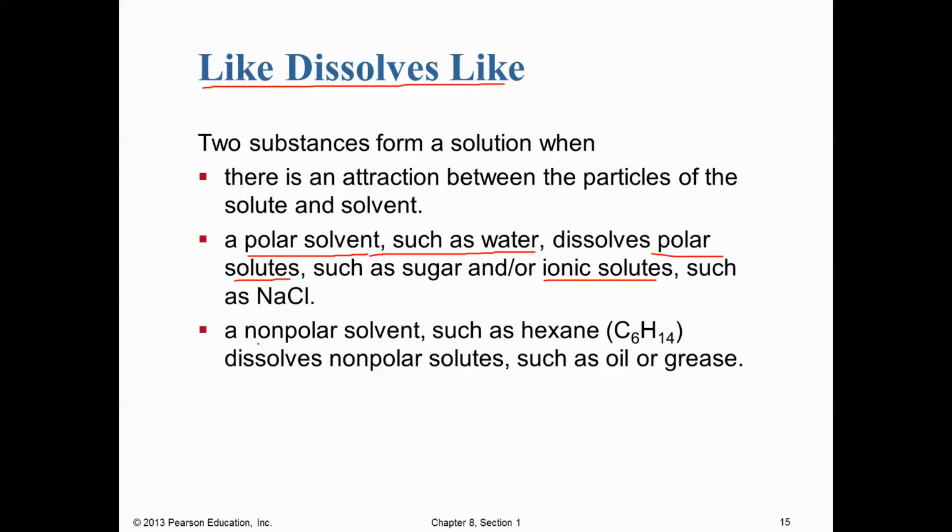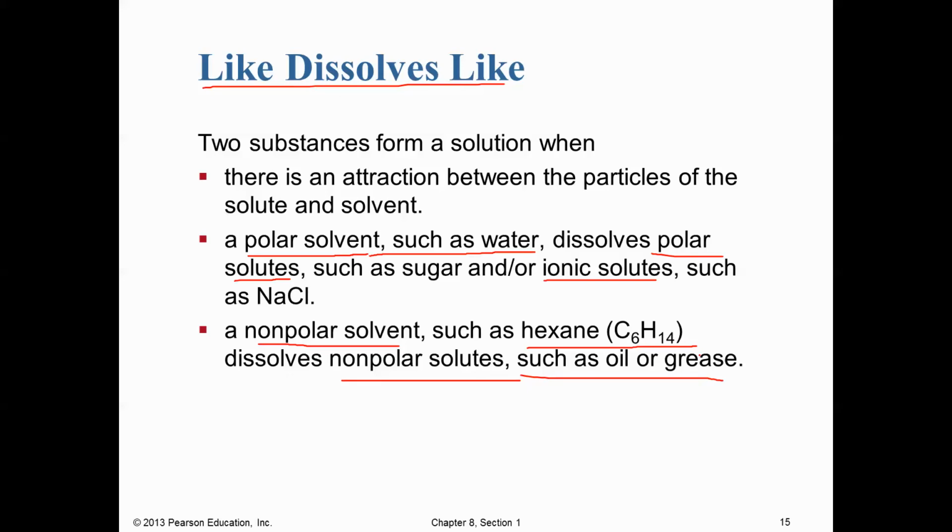And so nonpolar solvents are going to dissolve nonpolar things, such as grease or oil. And a really common example of a nonpolar solvent is hexane. But really almost anything made of carbon and hydrogen is going to be a nonpolar solvent.